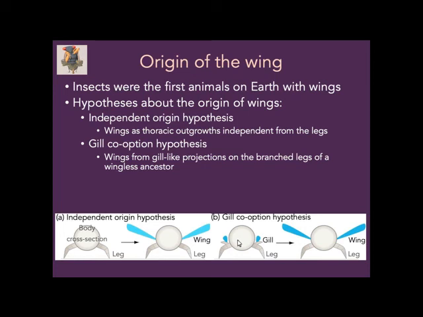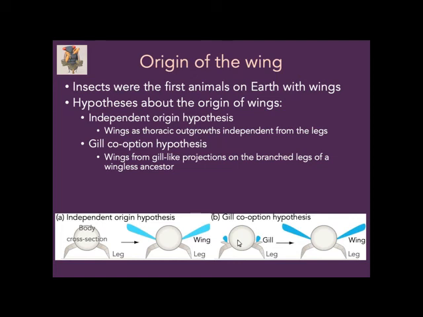And we think, based on some hypothesis testing using developmental genetics, that the gill co-option hypothesis is more strongly supported. Okay, so arthropod diversity. There are four major lineages: myriapods, insects, crustaceans, and chelicerates.